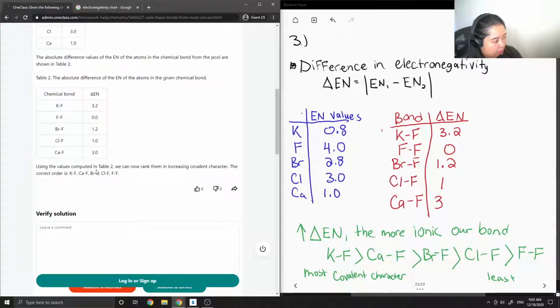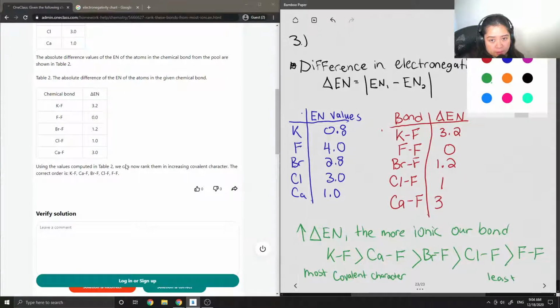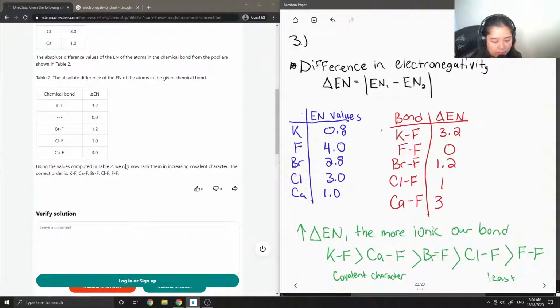Using the values computed in Table 2, we can now rank them in increasing covalent character. The correct order is potassium-fluorine, calcium-fluorine, bromine-fluorine, chlorine-fluorine, and then fluorine-fluorine. So this got the two mixed.